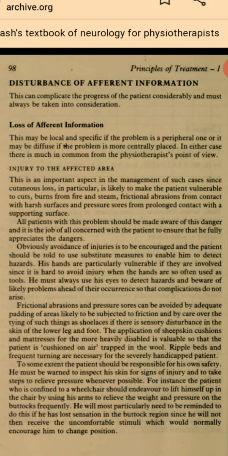To some extent, the patient should be responsible for his own safety. He must be warned to inspect his skin for signs of injury and to take steps to relieve pressure whenever possible. For instance, the patient who is confined to a wheelchair should endeavor to lift himself up in the chair by using his arms to relieve the weight and pressure on the buttocks frequently. He will most particularly need to be reminded to do this if he has lost sensation in the buttock region, since he will not then receive the uncomfortable stimuli which would normally encourage him to change position.